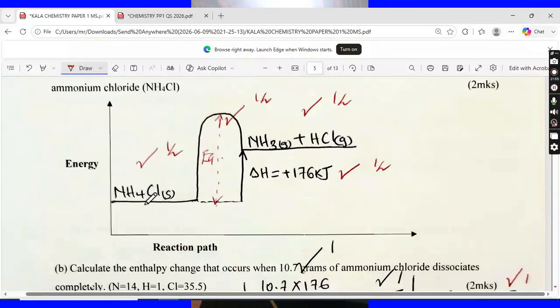So these are the reactants, and we expect the products to be higher because that is how endothermic reactions behave. If it is exothermic, the energy of the products is less than the energy of the reactants. The energy of the reactants is higher than the energy of the products.